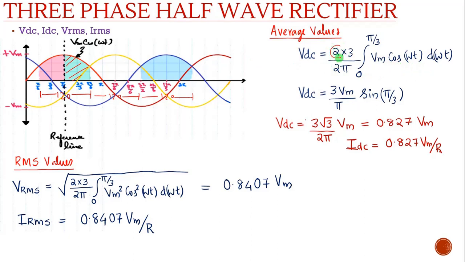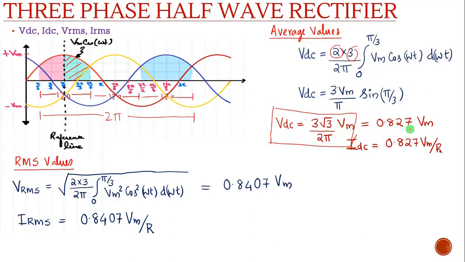This 2 signifies that I am taking half of this area, so these 2 parts I have to add. In the total time period of 2 pi, it is conducting 3 times, 120 degree, 120 degree, 120 degree, that is this 3. After integrating we will be getting VDC equal to 3 root 3 by 2 pi Vm, which is an important relation.